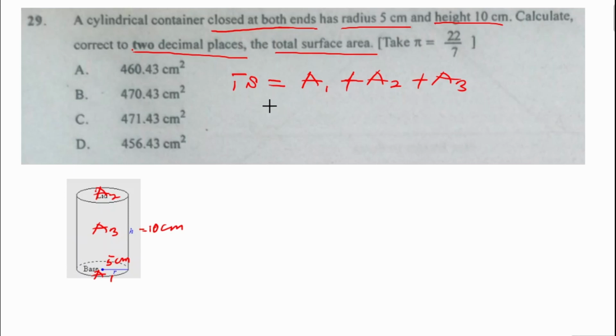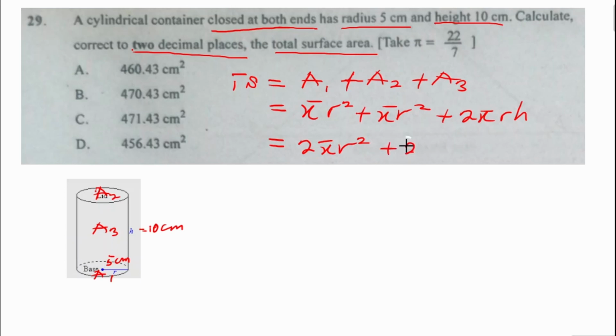Alright, so the base is a circle, and the area of a circle is pi r squared. The lid is also a circle, so pi r squared. And the curved surface area is 2 pi rh. And these are like terms, so we can put them together. That will give us 2 pi r squared plus 2 pi rh. But then 2 pi r is common to both of them. So we can factor the 2 pi r out to get 2 pi r. When we divide this by that, we're going to get r plus. When we divide it, we get h.